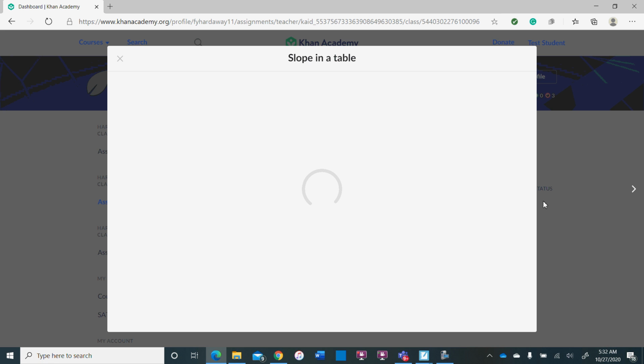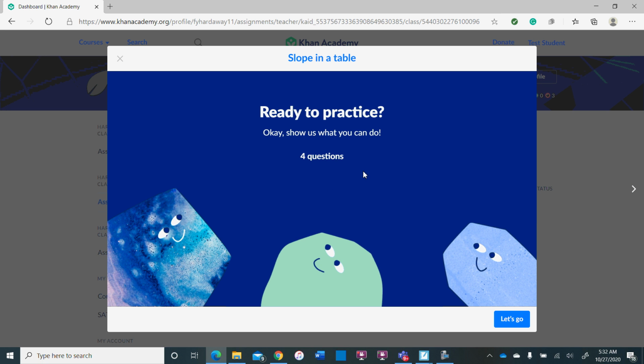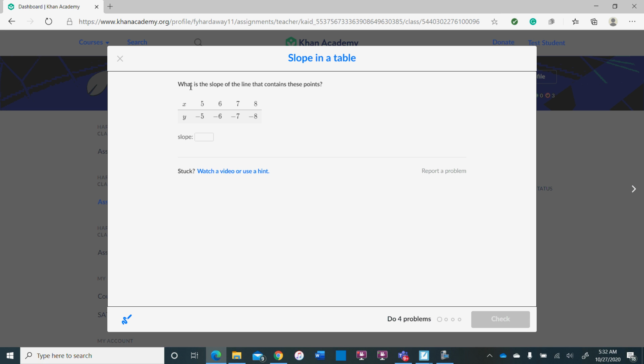So you hit the start button. You're going to have 4 questions. It says, what is the slope of the line containing these points? So your table is just a little different here, but you still need to be looking at your change in y and your change in x. But let's say this problem was like, oh, this does not look like anything we've done in class. You can watch a video or you can use a hint, okay?